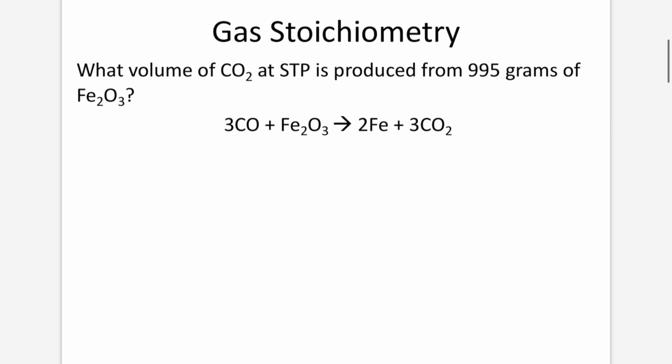So our first example here simply says, what is the volume of carbon dioxide at STP that is produced from 995 grams of iron(III) oxide? And they give us the balanced chemical equation for the reaction below.